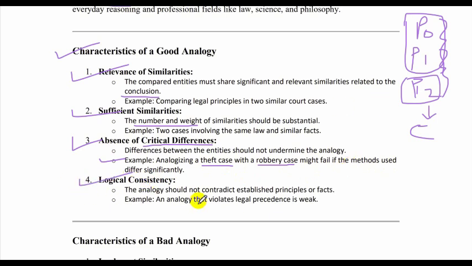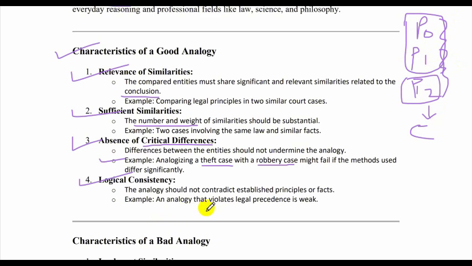Logical consistency. The analogy should not contradict the established principles or facts. Although the premises may be relevant to each other, even then they should not contradict what is already known as a fact, or the established principles. So they should also be relevant with those facts or principles. That is P0, P1, P2. They could be true, but if they are not connected with those facts or established laws, then the conclusion will also be invalid or not correct.